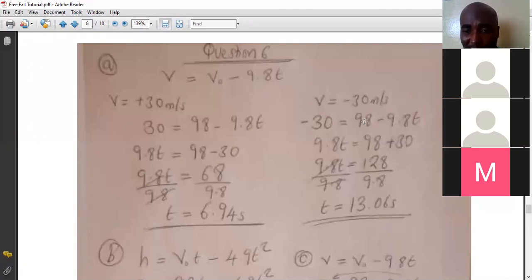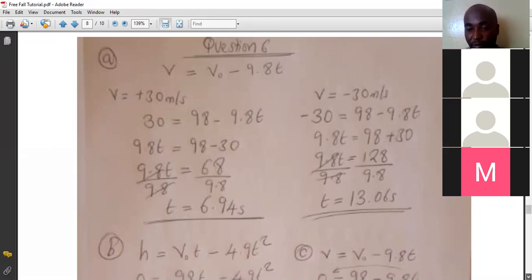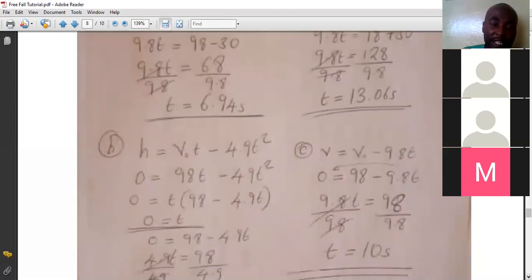So minus 30 equals 98 minus 9.8t. Then you solve also, change the subject to 9.8t. You discover that the 30, when it goes here, it becomes positive. The 9.8t becomes positive, also going the other side. So you get 13.06. So that's the reason in there.